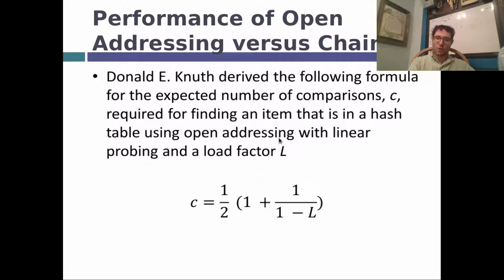Now again, this is for open addressing with linear probing. So this means the strategy is, if we have a collision in this spot, I'm going to look for the next available spot. And linear probing means the next available spot is literally the next one over, and if not that one, the next one over that, and so on and so forth, right? Adjacent.